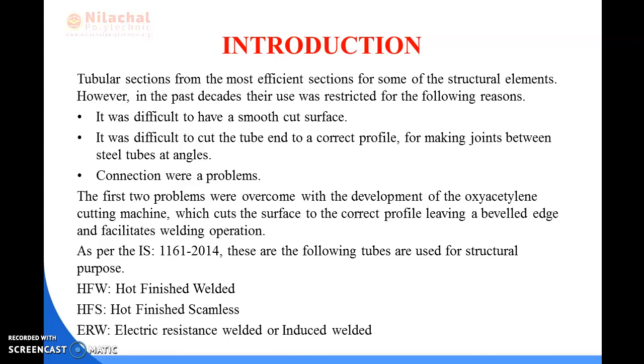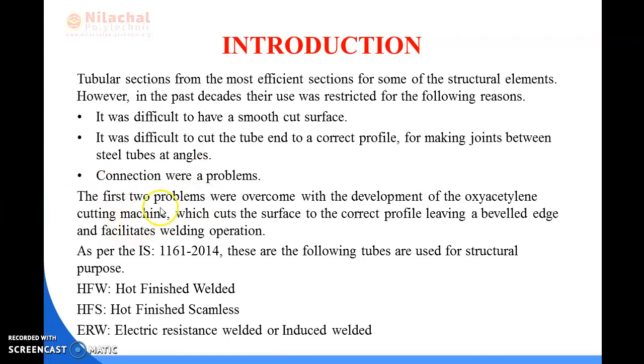The second reason is it was difficult to cut the tube ends to a correct profile for making joints between steel tubes at angles. That means for an uneven surface it is difficult to give an angle, and it is a big problem to join two tubular sections and form a section. So for these reasons the use of tubular sections was restricted in past decades.